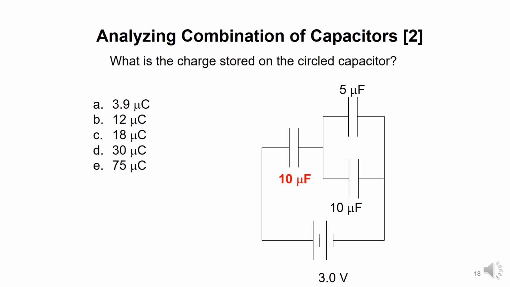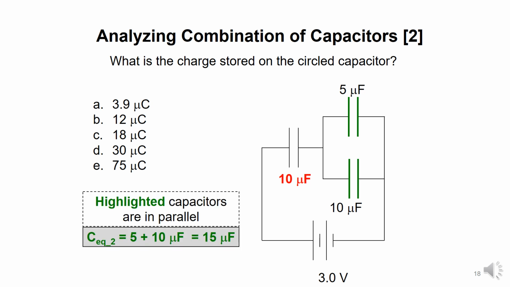We replaced the 7 microfarad and the 3 microfarad with the single 10 microfarad, and we are left with the 5 and the 10 microfarad on the other side. So let's do the same thing. Mark the 5 microfarad and 10 microfarad in green and find the equivalent capacitance. And like before, they're in parallel, so that gives us an equivalent capacitance of 15 microfarad. All right, so here let's call this C equivalent 2.